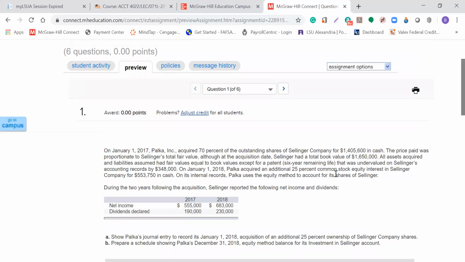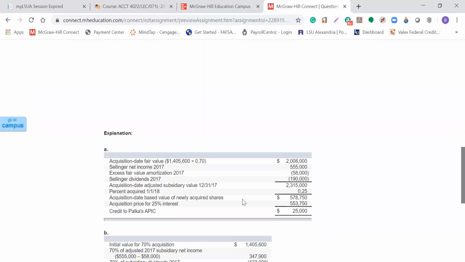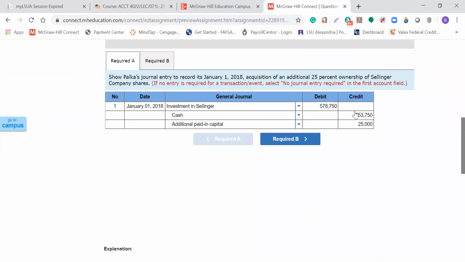They acquired 25%, because it tells us here, in the common stock. With the acquired 25%, the acquisition date based value for the newly acquired shares is $578,750. The acquisition price for the 25% interest, $553,750, with a credit to APIC of $25,000. Here are the entries associated with that calculation.